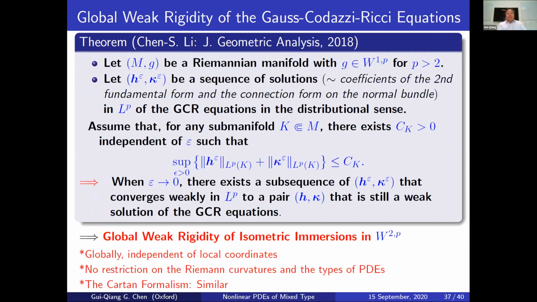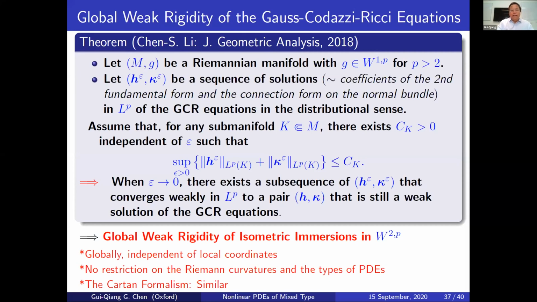We even extend to the non-abelian type. One result is that if the second fundamental form or connection form is bounded uniformly in LP, you can generalize the original local version to the global version. Then, no matter what type of equation, even of no known type, we can do that on manifolds.